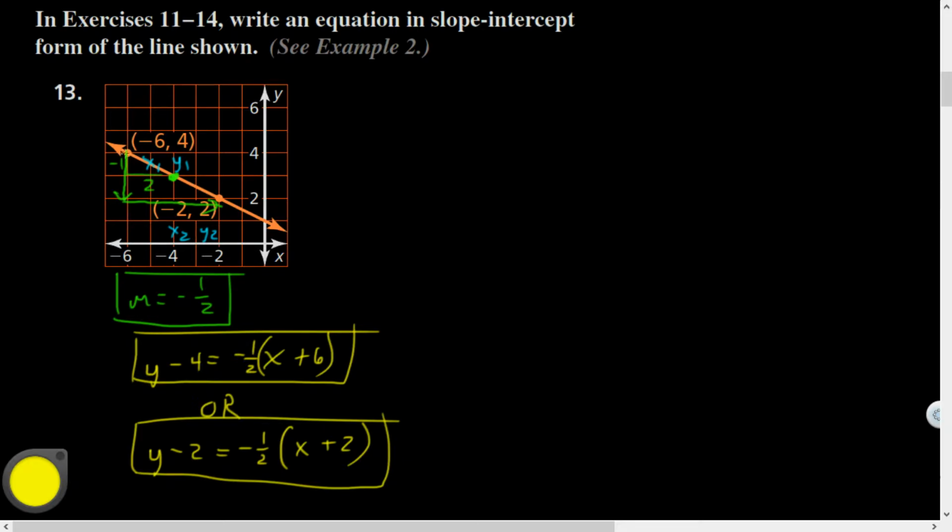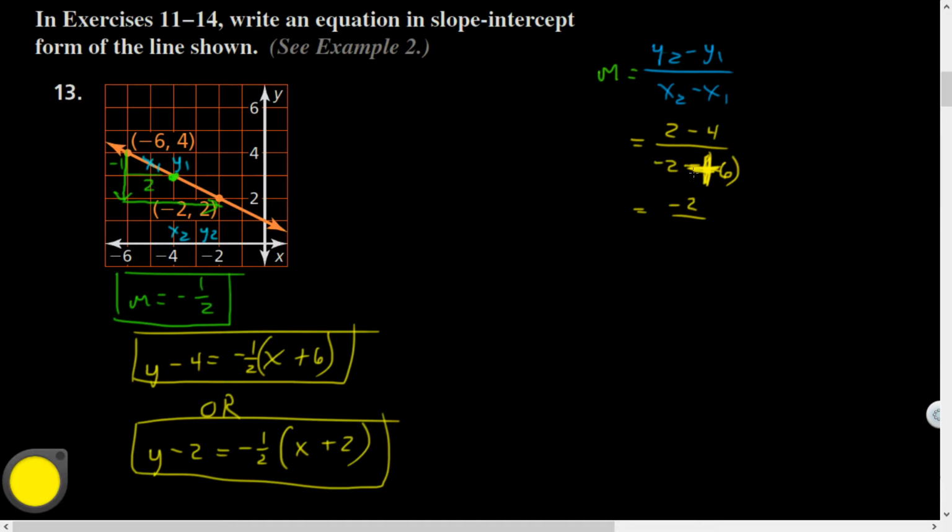Now, if I couldn't read my slope off of the graph, it is possible to find the slope using the slope formula, where you do y2 minus y1 over x2 minus x1. So if I was to calculate the slope using this means, I would have found m is equal to 2 minus 4 over -2 minus a -6 equals 2 minus 4 is -2. -2 minus a -6 is -2 plus 6, right? Because of the double negative.